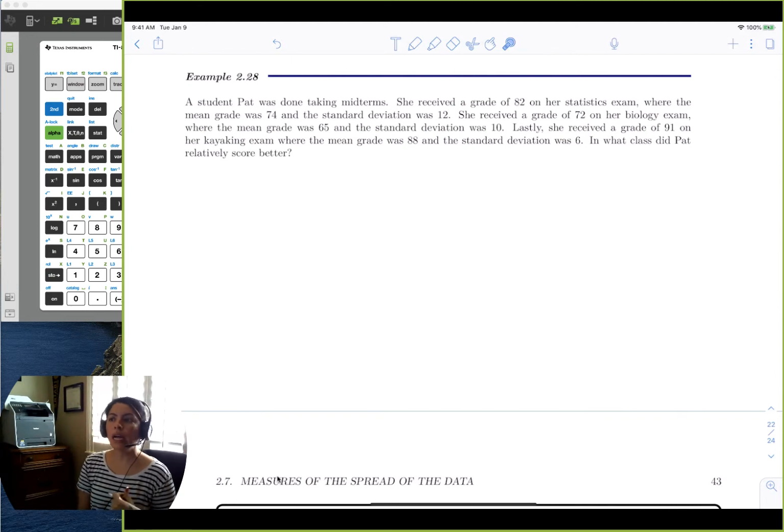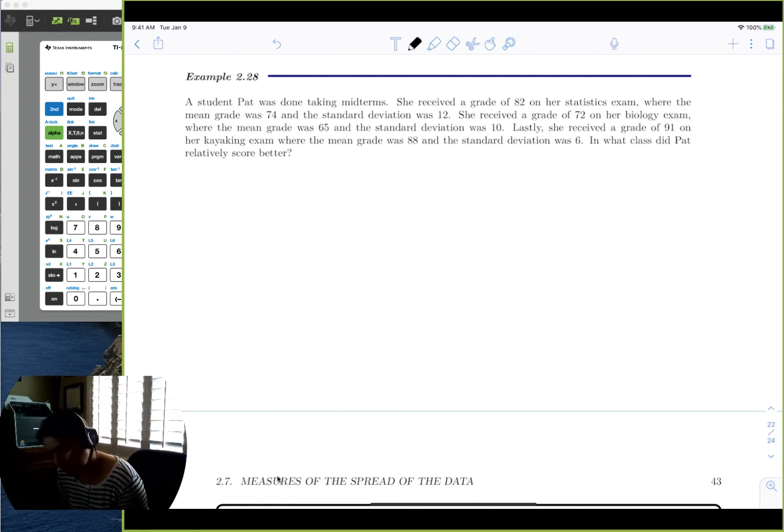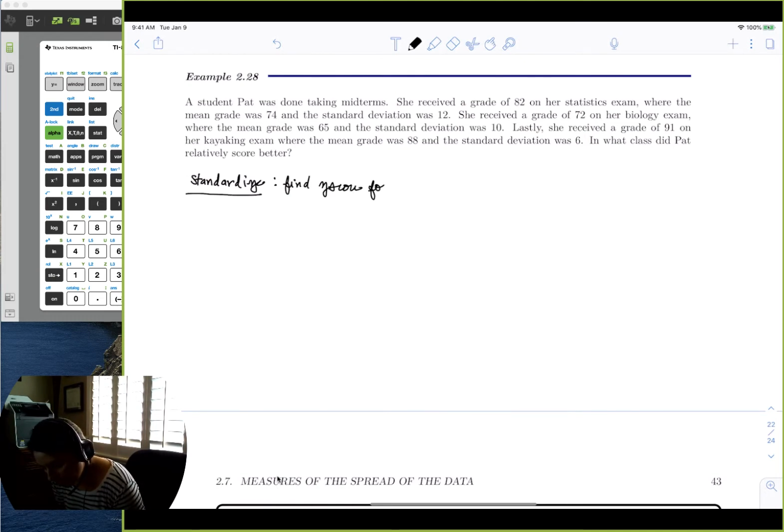So we're going to see where did she score the farthest above the average, right? So the only way to do that is to standardize it. And so we're going to go ahead and standardize or normalize. That's the idea. And we're going to find the z-score for each exam.